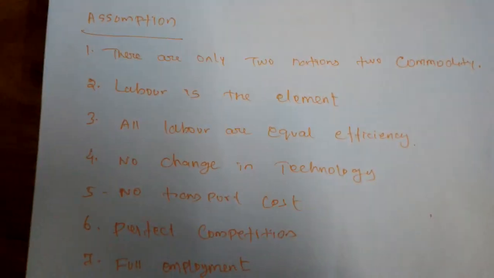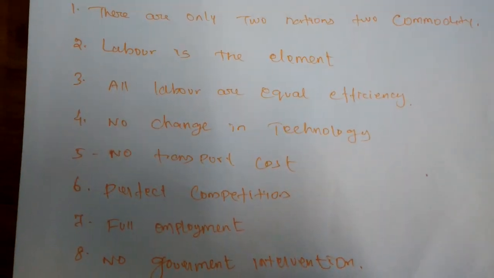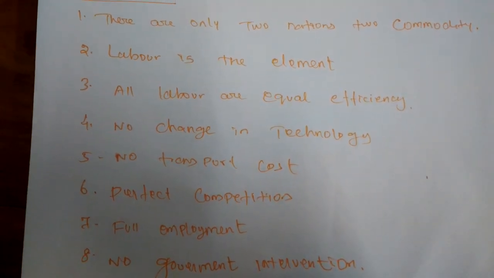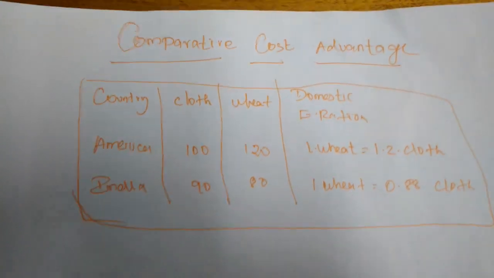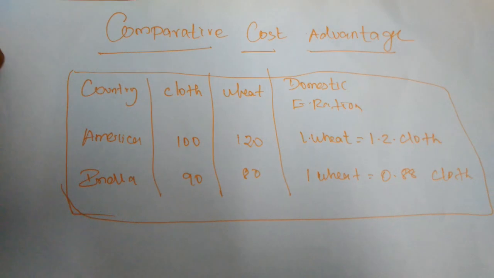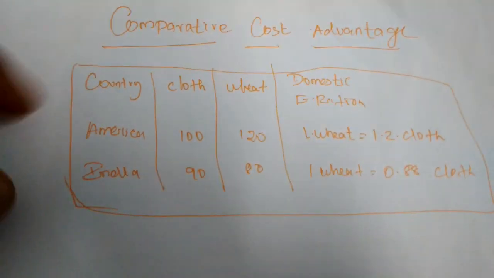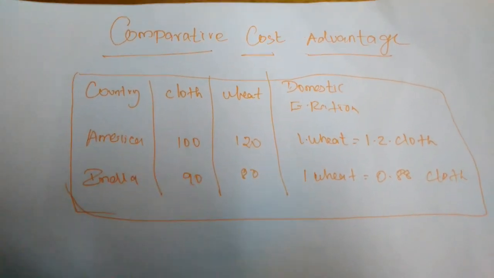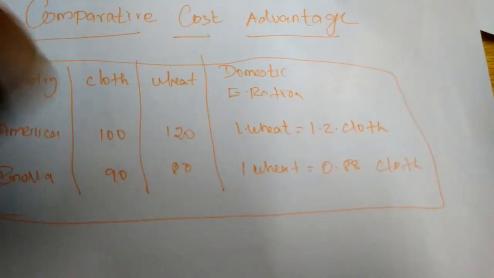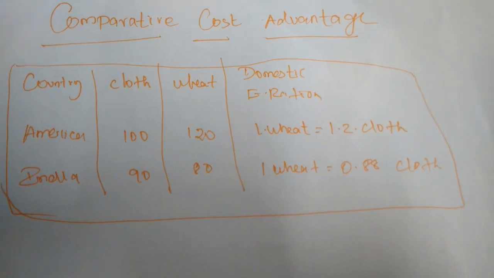Next, the illustration. Ricardo's theory of comparative cost can be explained with a hypothetical example of the production cost of cloth and wheat in America and India. The comparative cost advantage can be easily explained by seeing this schedule. One column shows the countries, the next column is cloth, the next is wheat, and the next is the domestic exchange ratio. This is important, because on the basis of the exchange ratio only we can identify the comparative cost advantage.